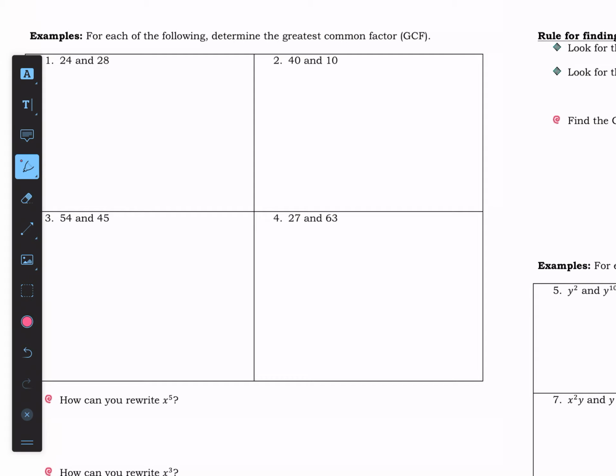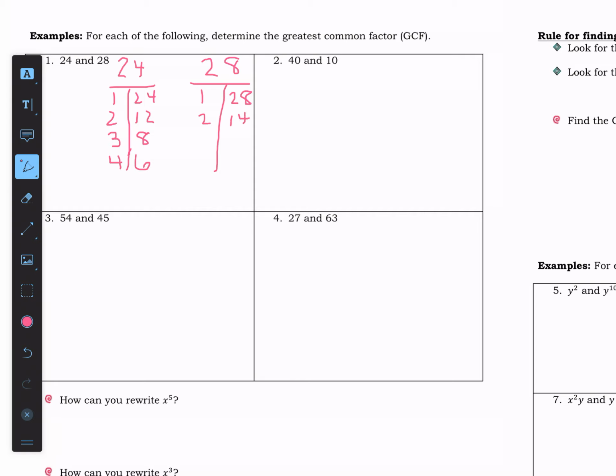Okay, so we're going to make a list of factors for 24. Okay, so we've got 1 and 24, 2 and 12, 3 and 8, and 4 and 6. Okay, so those are our list of factors for 24. All right, and now let's list our factors for 28. So we've got 1 and 28, 2 and 14.